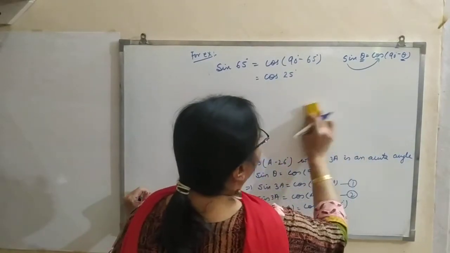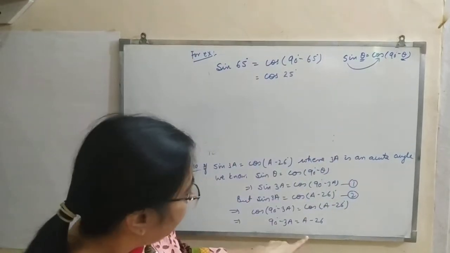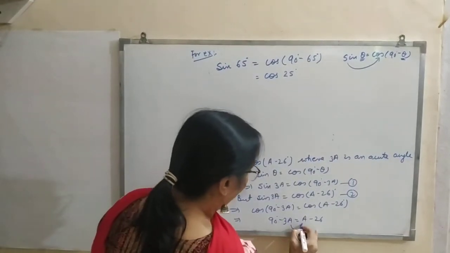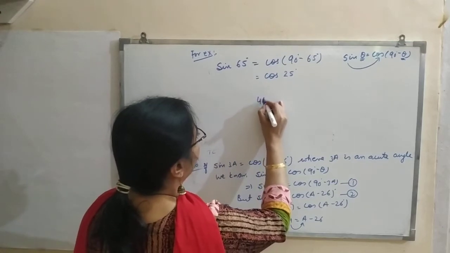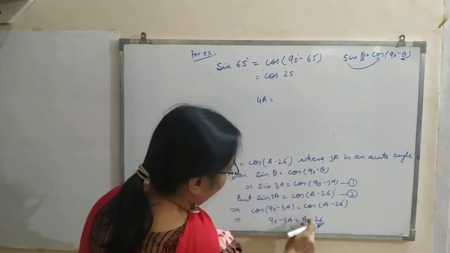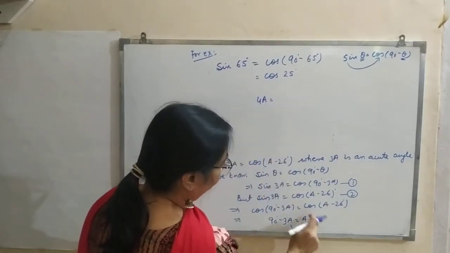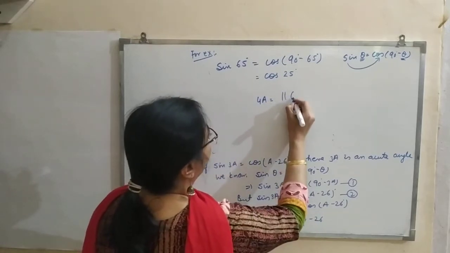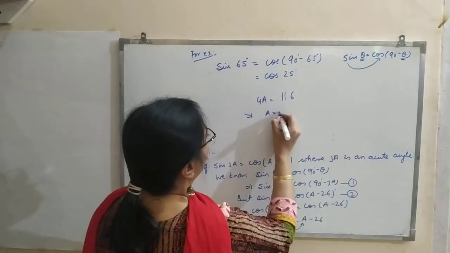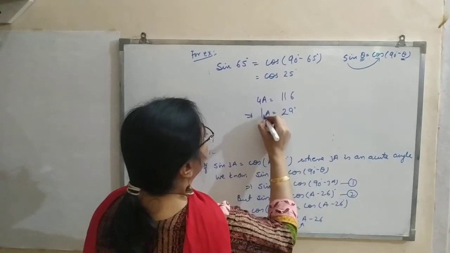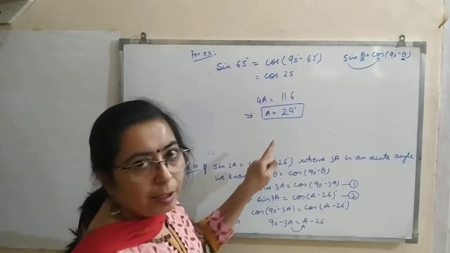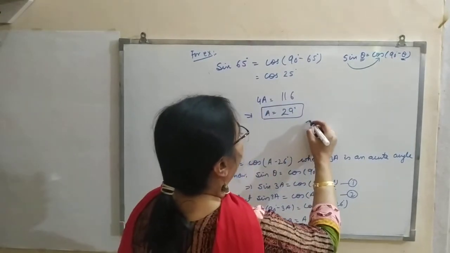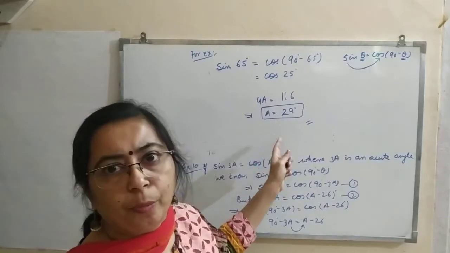So when you equate it, what will you get? 90 minus 3a is a minus 26. Collect the like terms. 4a is equal to 3a goes here and 26 comes here. So 4a is equal to 116, which gives us a is equal to 29 degrees. So you have to find the value of a, which comes out to be 29 degrees. Question is important from exam point of view.